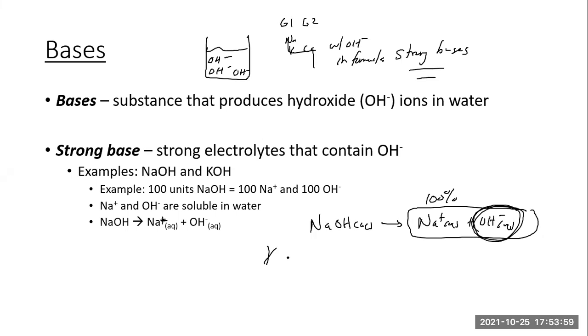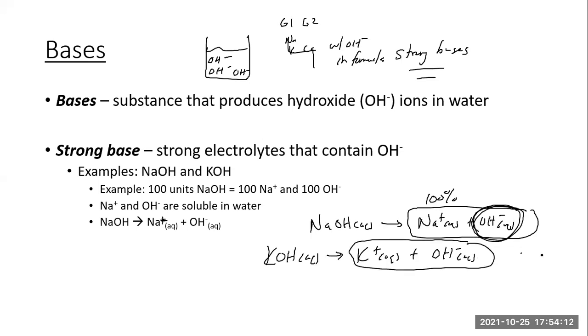Same thing with KOH, which is potassium hydroxide, breaks apart 100% into potassium ions and hydroxide ions. Again, 100% of what you got in that solution is this. You have none of the KOH still together, also producing a lot of OH minus very quickly, which is why it's considered a strong base. Any questions on that there?